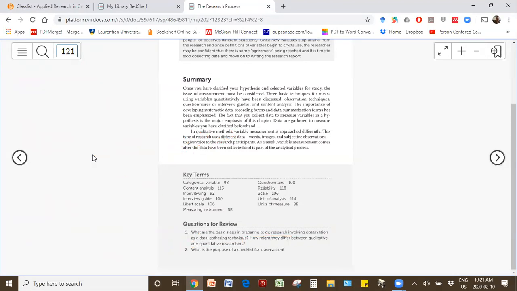Question 2. I think I'm going to get an excellent answer from all of you for this. What is the purpose of a checklist for observation? Why do we need a checklist? Marianne says, clarification of research objectives. Is that what your checklist is? What does a checklist do? Helps keep us organized.